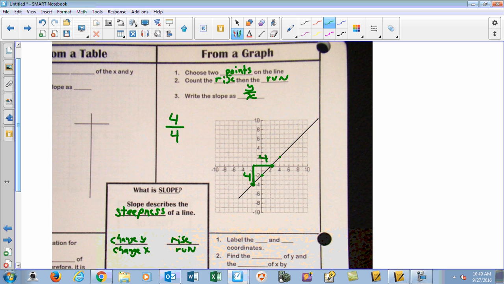So we wrote it as y over x, right? We can always reduce these fractions. What's 4 over 4? 1. So our slope for this line is 1. And that's how we can do it by looking at a graph. Pretty simple, right? All right, let's go to the lower left-hand corner, finding an equation.